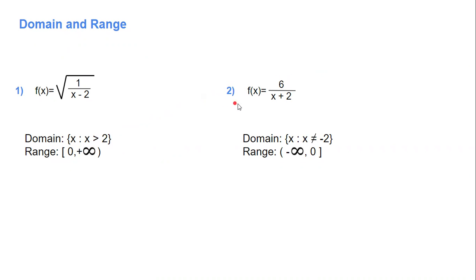Now, the second exercise is f of x equals 6 over x plus 2. And the domain in here is all numbers but negative 2. So you cannot use negative 2 in this function. As well as in this one, if you write negative 2 plus 2, it will be equal to 0. So once again, you cannot have 0 as the denominator in this type of exercise.